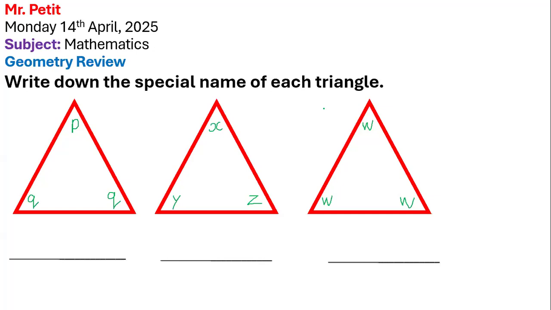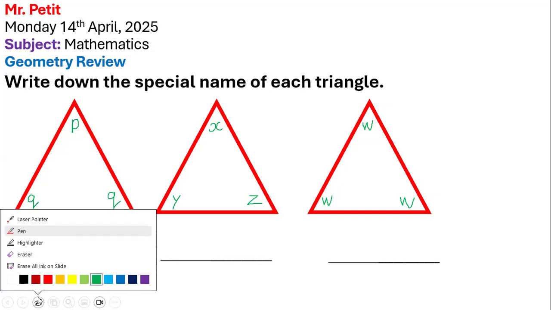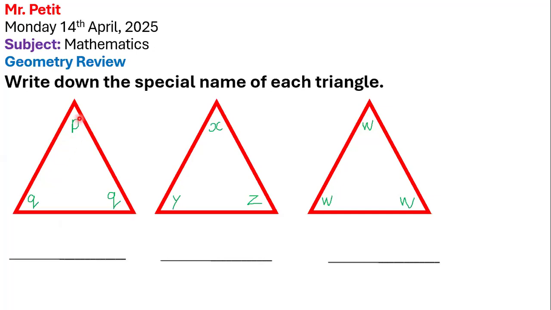All right, so we need to write the special names for these different triangles. As you can see, for this first triangle, this is P, Q, Q. So it has these three angles in it: angle P, Q, and Q. This next one has X, Y, and Z as its angles. And this third one has W, W, and W. All right, so let's start off with the first one.